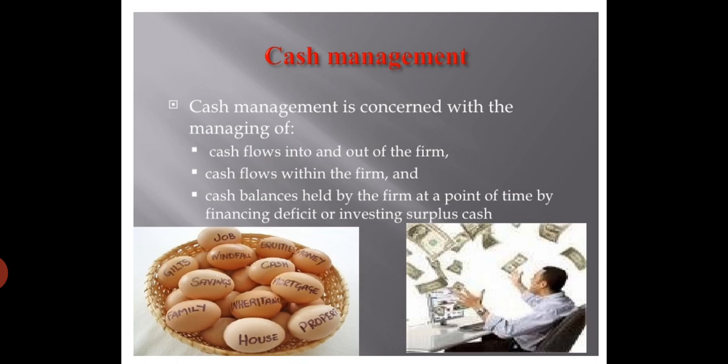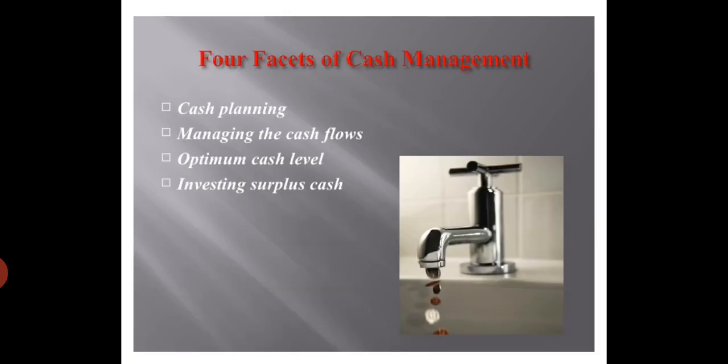Number one, inflow and outflow of cash. Then the flow of cash in the business. Then cash balances held by the firm at a point of time, in the particular case of financing deficit or investing surplus cash. There are four factors in the case of cash management. Number one, cash planning. Number two, managing the cash flows. Then optimum cash level, and investing surplus cash.